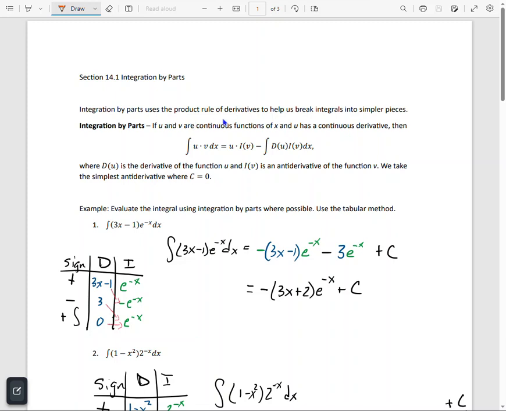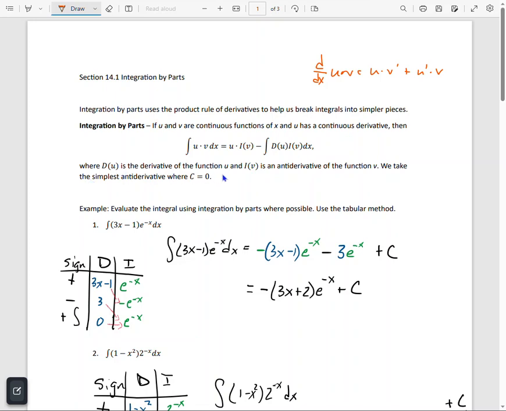Integration by parts uses the product rule of derivatives to help us break integrals into simpler pieces. Keep in mind that if we're taking the derivative of a product, u times v, this is u times v prime plus u prime times v. So we're going to use this idea and go backwards on it. So the integral of u v' dx is u times v minus the integral of the derivative of u times v dx.